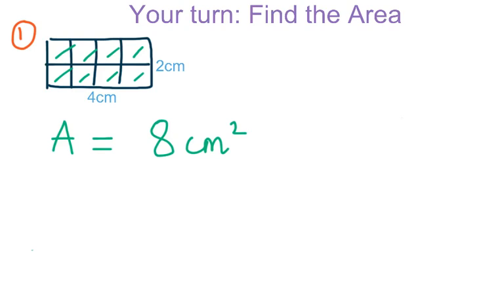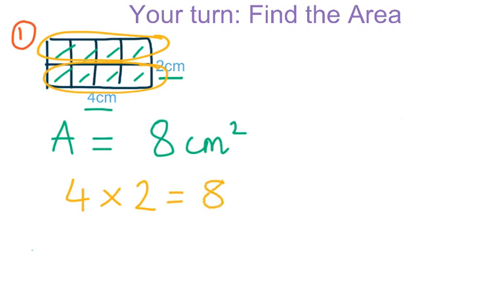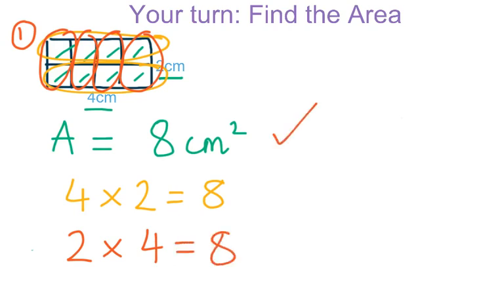Now, we already had the lengths written on for us, so we know that the two multiplication sentences we can write are 4 times 2, because we have one group of 4, two groups of 4. And we know that that's equal to 8. Or we could have had how many groups of 2? 1, 2, 3, 4. 2 multiplied by 4 equals 8. So we know that our area is 8 centimetres squared.